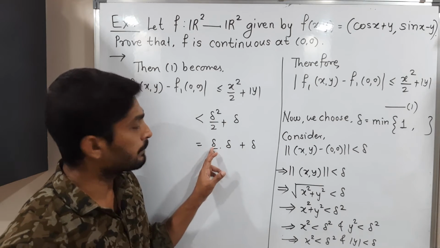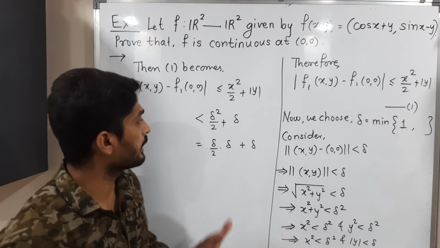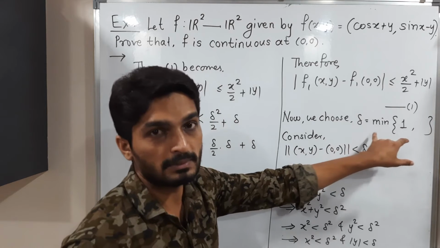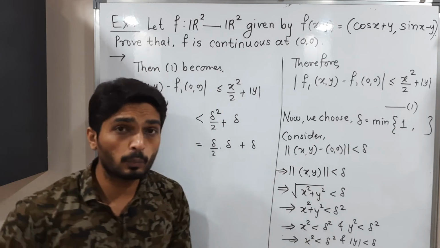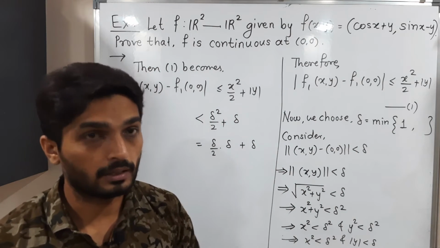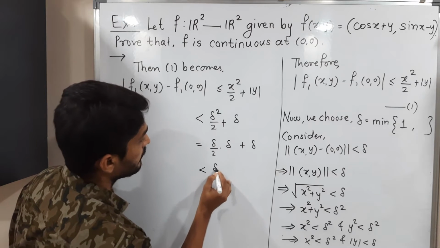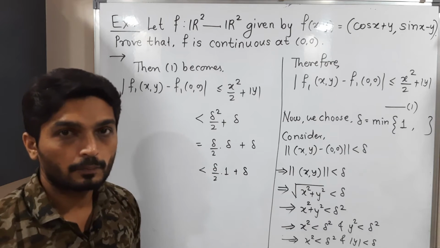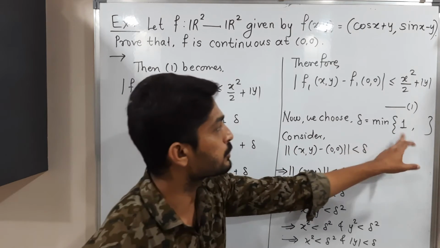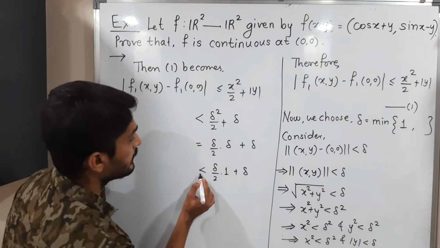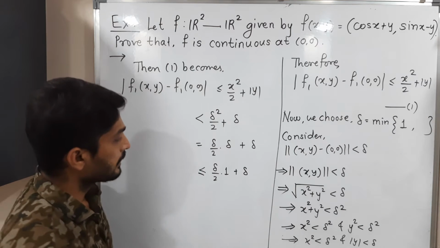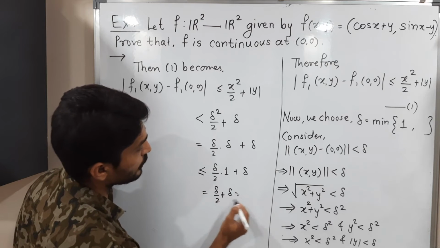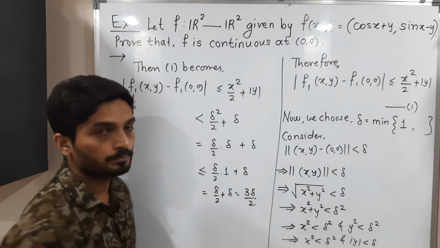See, I will keep delta by 2 as it is. Simply, what will I do? See, this delta is minimum of 1 and c. So that means delta is either equal to 1 or less than 1. Okay, so that's why I can write this is less than delta by 2 into 1 plus delta. Getting the point? So since delta is minimum of these two, so delta should be less than or equal to 1. Correct? See, delta by 2 into 1, delta by 2 plus delta. That means if you cross multiply it is 3 delta by 2.